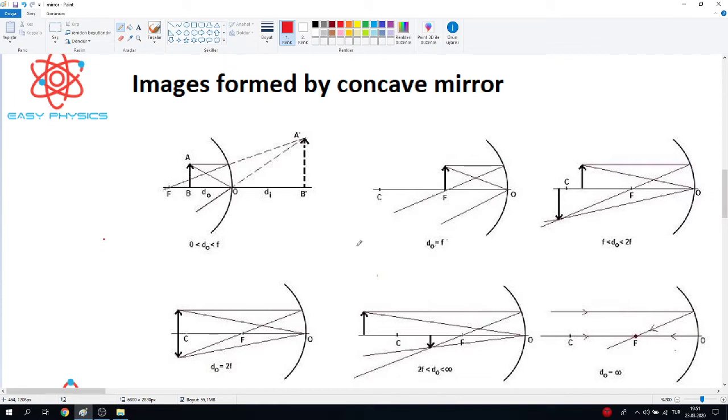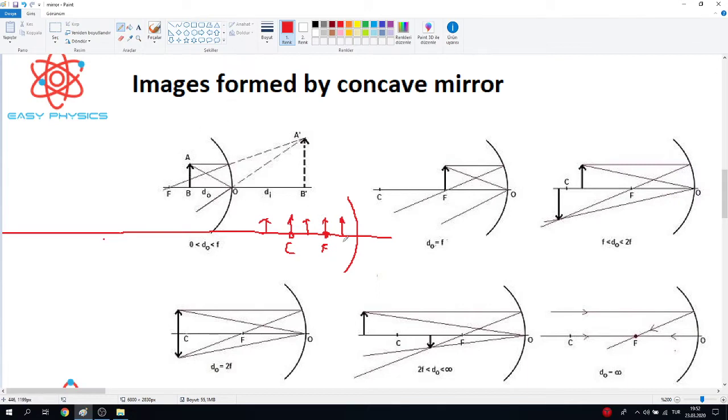We have our mirror, principal axis, focal point, and center. Here is the center, here is the focal point. We can either put the object between the mirror and the focal point, or we can place our object at the focal point, or we can put it between center and focal point, or it can be at the center, or it can be somewhere here between center and infinity, or it may be located to the infinity.